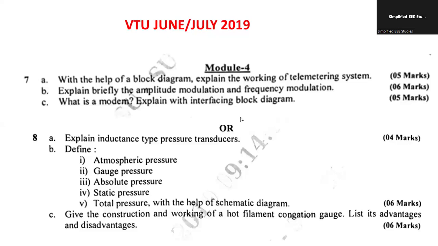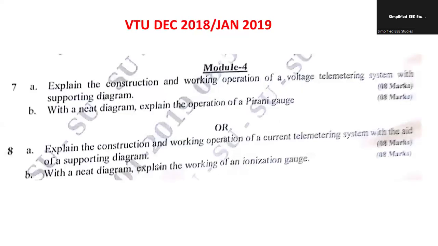Let's see another question paper, the question paper from the year 2018-19. We'll see the important questions from this particular question paper. Explain the construction and working of a voltage telemetry system with a supporting diagram. Here, a block diagram is essential. Next one is explain the operation of the Pirani gauge. What is the meaning of Pirani gauge? You are supposed to explain the schematic diagram of the Pirani gauge. Explanation carries 4 marks. Your diagram carries another 4 marks.